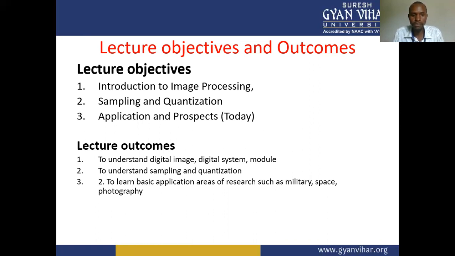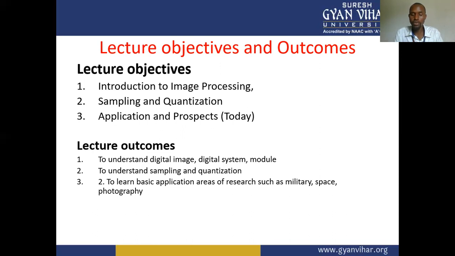Now, having covered these objectives, these are the outcomes that you need to understand after the lecture is over. The first outcome is to be able to differentiate what is a digital image, what is a digital system, and what is a module. All these are related to each other, and you need to understand what they are. Then the second outcome, which you need to understand without any confusion, is sampling and quantization. These two need to be understood very clearly, and that is what you're going to do in this lecture.